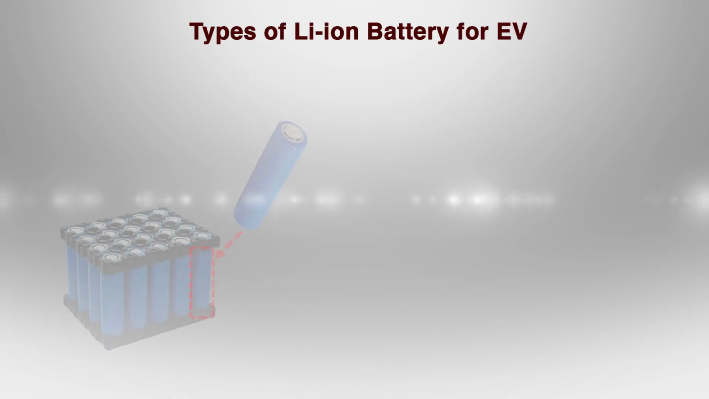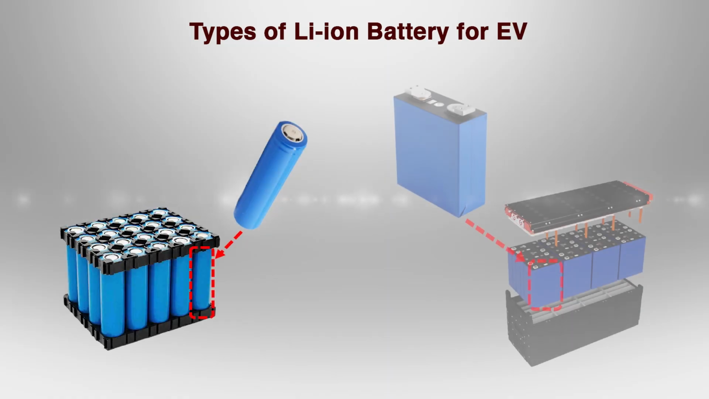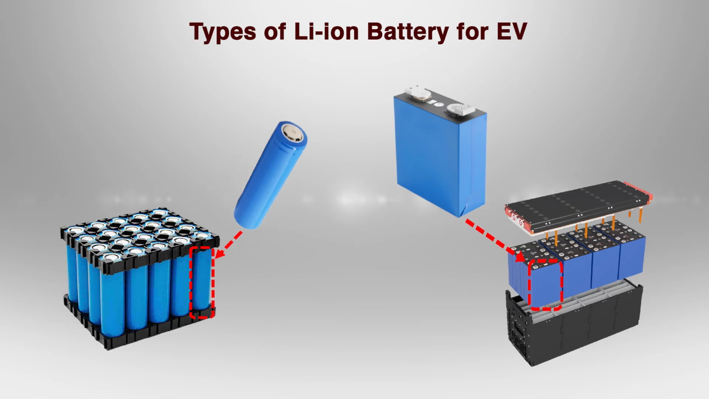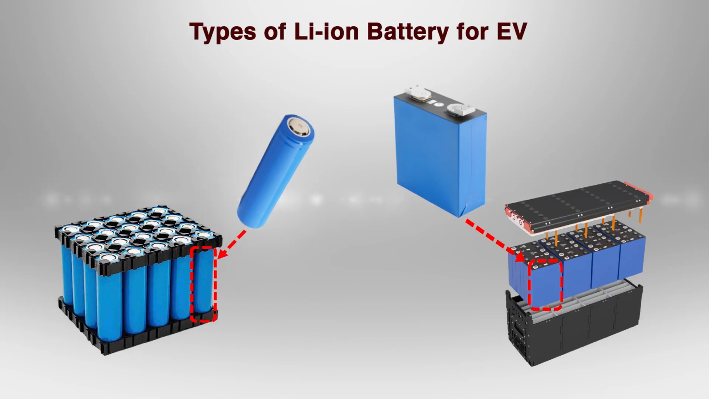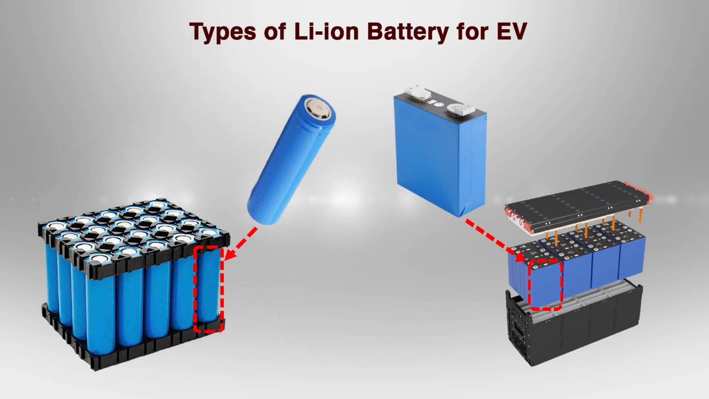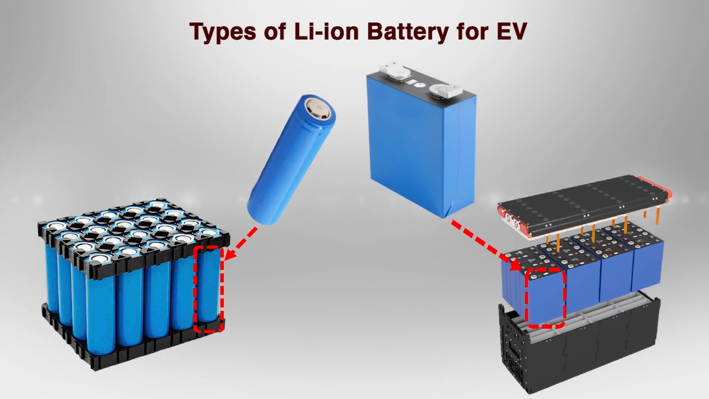So let us understand different types of battery for EV. As you can see, two batteries are more dominating in the case of electric vehicles. The first one is the cylindrical battery cell, and the next one is the prismatic battery cell, just because of its capacity and its compactness with respect to other battery technologies.